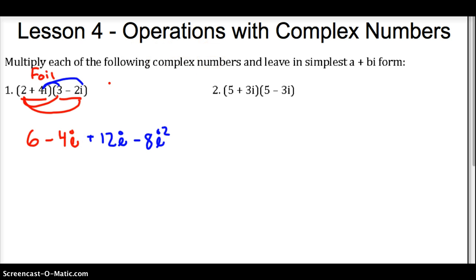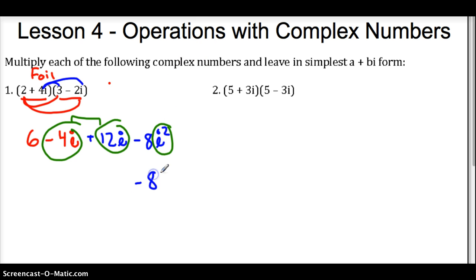Alright, now there's two things we have to do from this point after we FOIL. First one is that we have to combine like terms. So we got two like terms that we got to combine. We have this negative 4i and this 12i. We're going to combine those together. The second thing we have to do is convert our i squared. And if you remember, i squared is equal to negative 1.